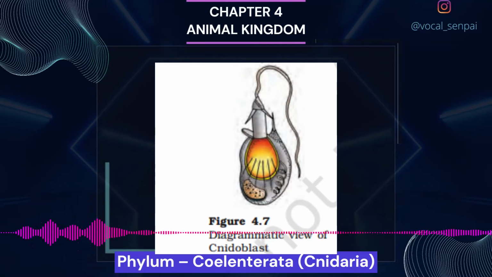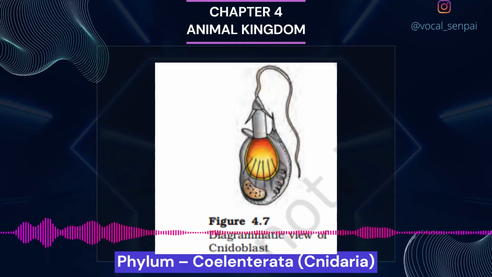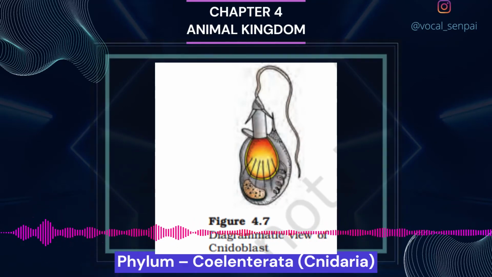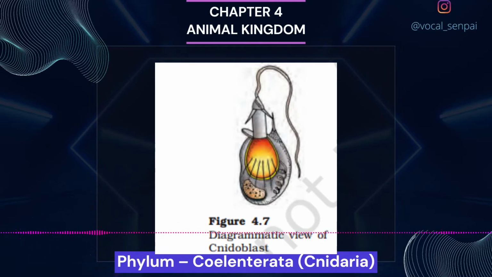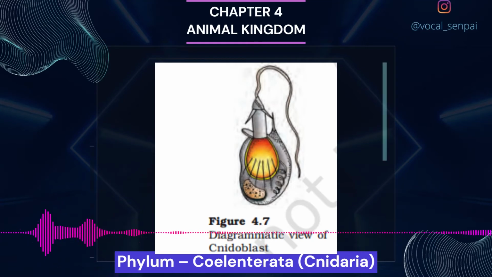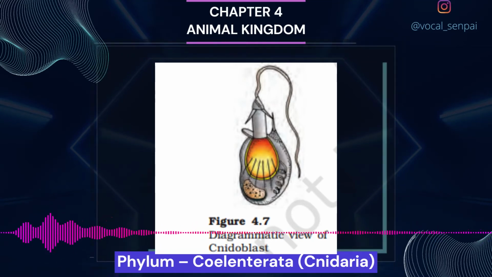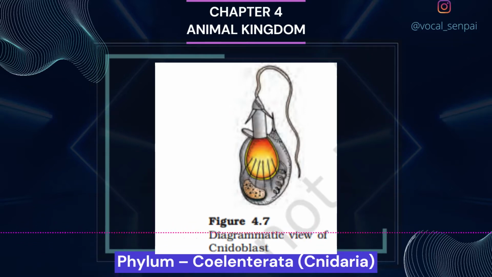Figure 4.6. The former is a sessile and cylindrical form like Hydra, Adamsia, etc., whereas the latter is umbrella-shaped and free-swimming like Aurelia or jellyfish. Those cnidarians which exist in both forms exhibit alternation of generation, metagenesis, i.e., polyps produce medusae asexually and medusae form the polyps sexually. Example: Obelia.